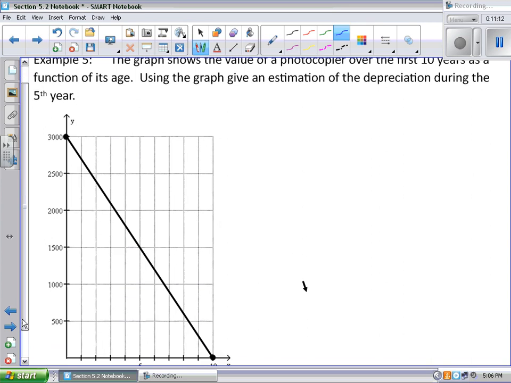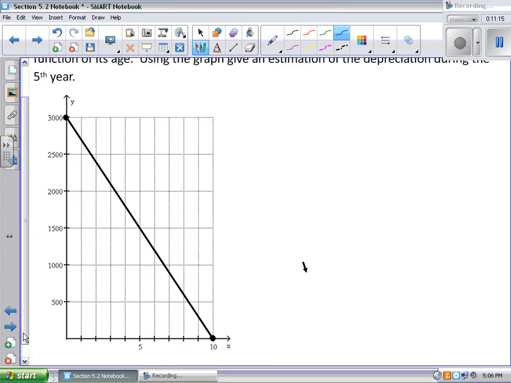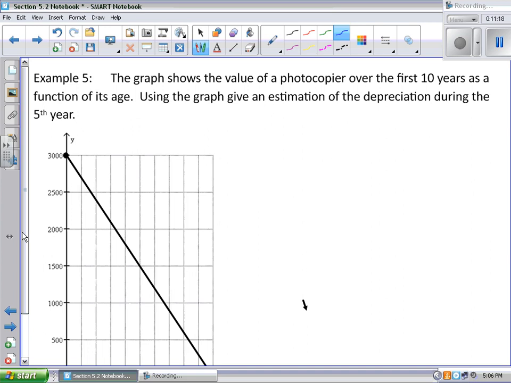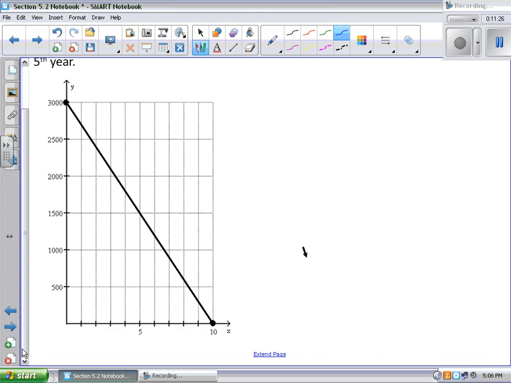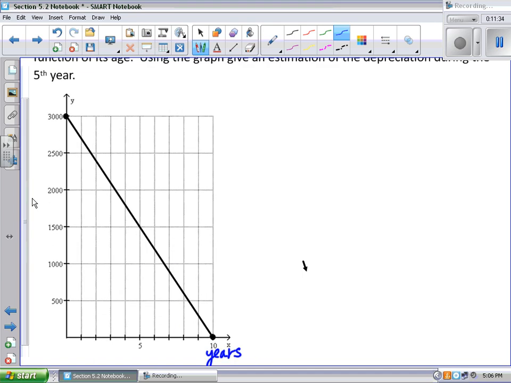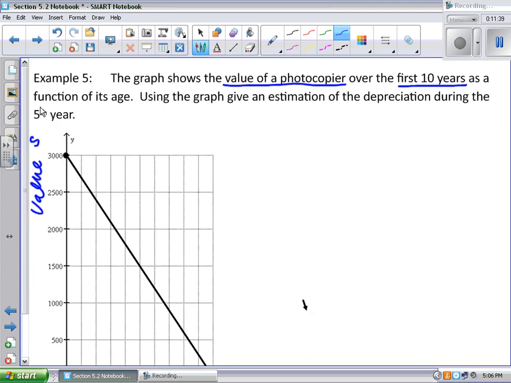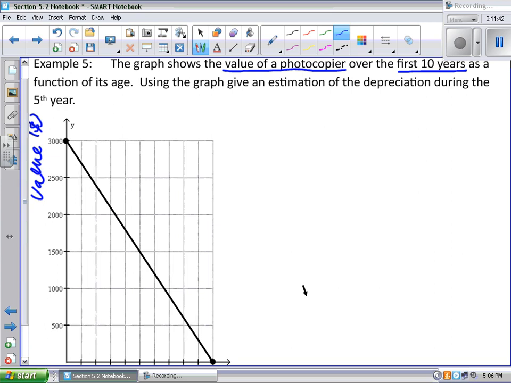Okay, so if we look at this graph, the graph shows the value of a photocopier over the first 10 years. The x-axis represents the years, and the y-axis represents the value. And it didn't specify this, so I'm going to assume it's in dollars for the value. Okay, so we want to know the estimation of depreciation during the 5th year.